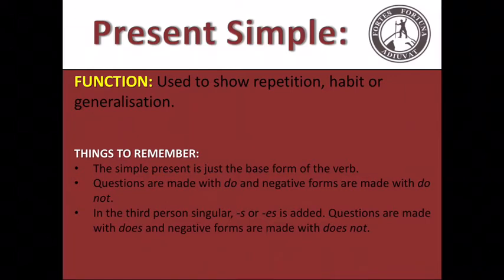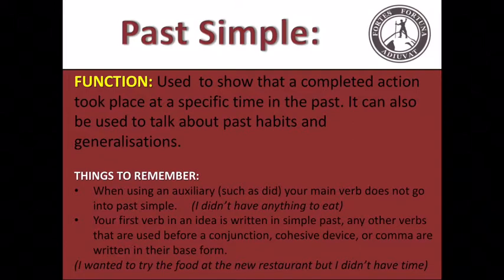Let's have a look then at past simple, also known as simple past. It is used to show that a completed action took place at a specific time in the past. It can also be used to talk about past habits and generalizations. Things to remember when using this tense are that when we use an auxiliary verb, such as did, your main verb does not go into past simple.